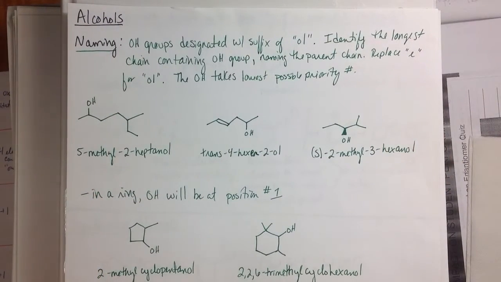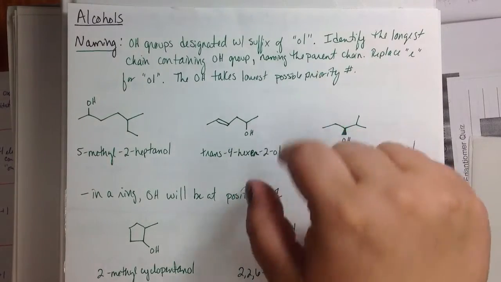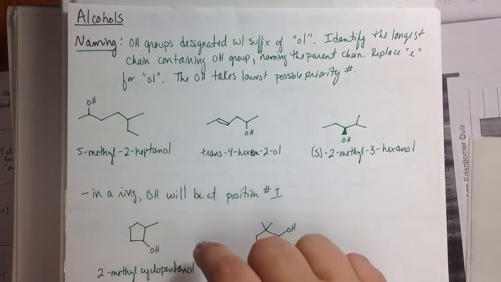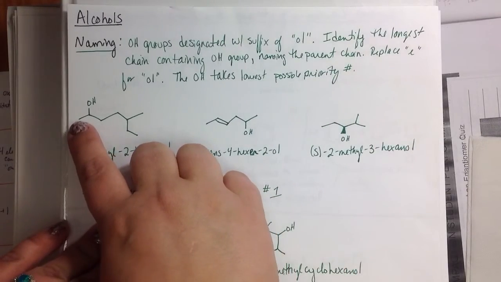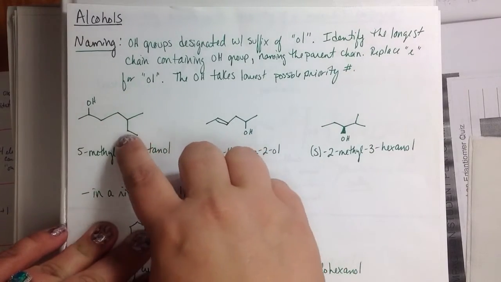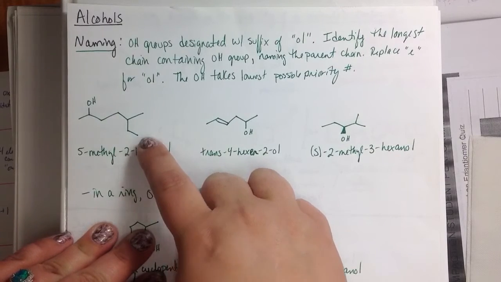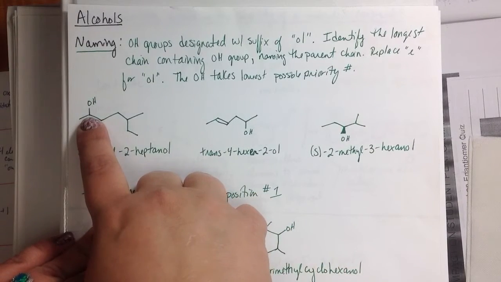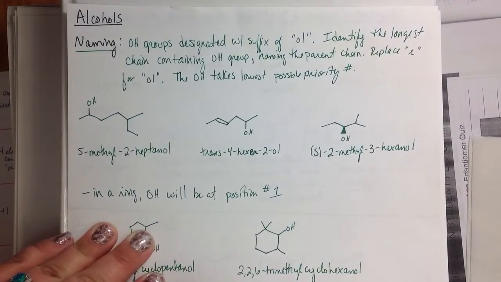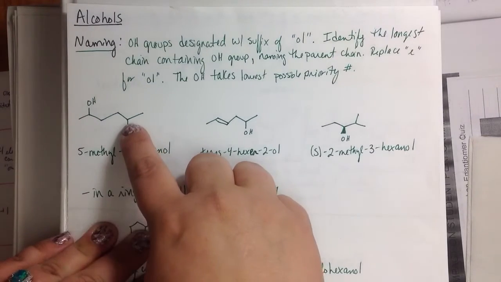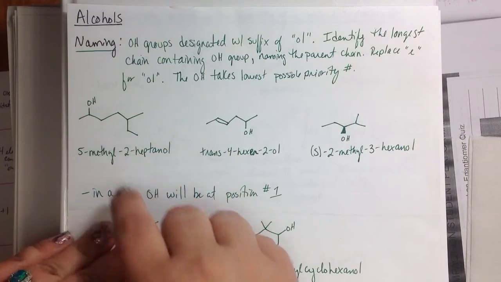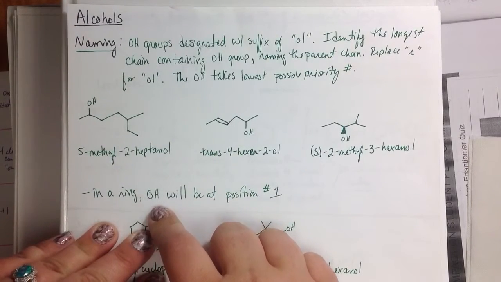First we need to be able to name them. And we simply take off the E of the long chain name and replace that with an "ol" for the alcohol. And the OH will take the priority. So that here we would have 1, 2, 3, 4, 5, 6, 7. That's your longest chain, right? And the alcohol will have the 2 position because that's the lowest number for it. So this becomes a 5-methyl 2-heptanol.